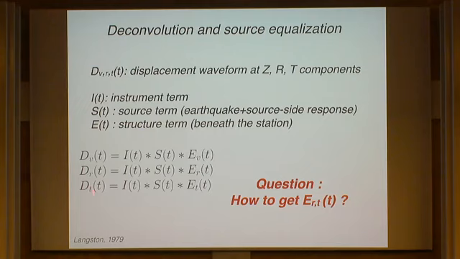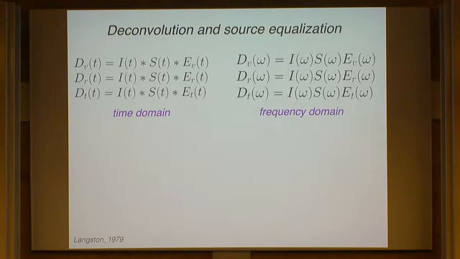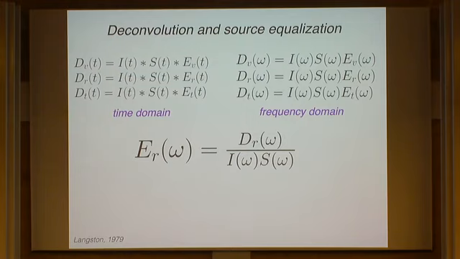So the problem is, how do we actually get this response at the radial and transverse components, which have the scattering information you need? And of course, we can look at this not only in the time domain, but also in the frequency domain. It's just a multiplication, which is simple. So if you want to get the response, you have your displacement waveform. If you remove the instrument response, and if you know the source response perfectly, then you get this without problem. But the problem is we don't know.